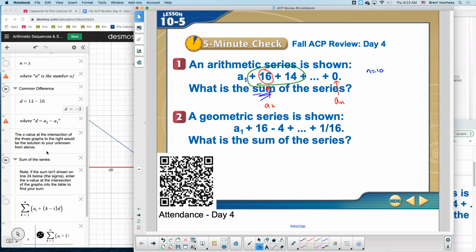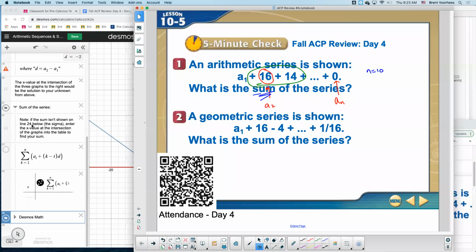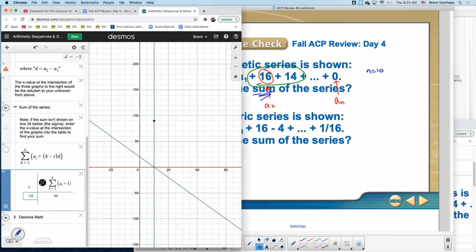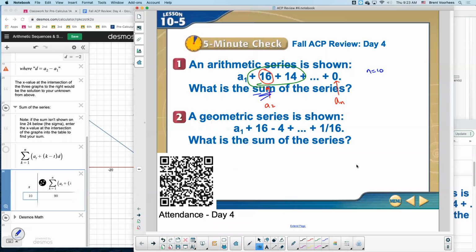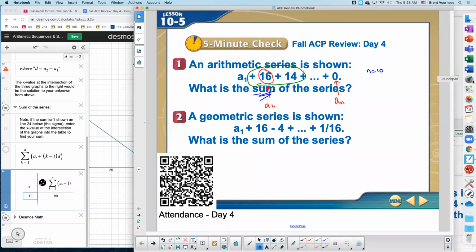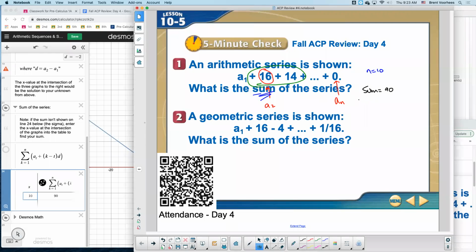And so if you scroll down to the bottom, if the sum isn't shown, it says right here, if the sum isn't shown on line 24, this is 24, then enter the x value of the intersection. So I'm just going to put that 10 right here. So we found the intersection at 10, and it tells me my sum is 90. And so the sum of this is 90. So all I had to do is type that 10 in right there, and then it gave me the correct value.